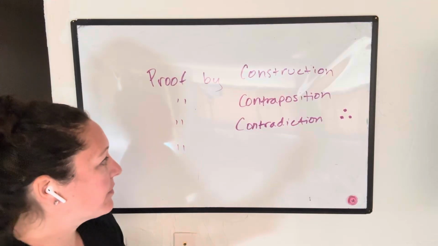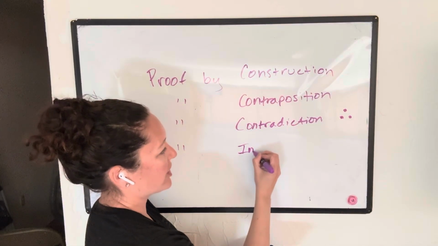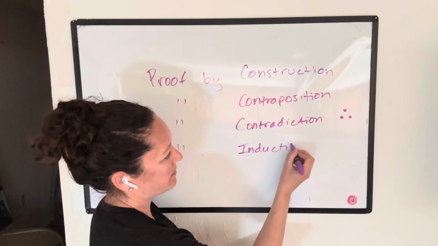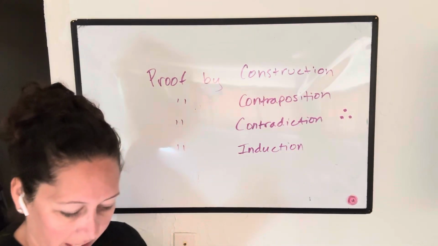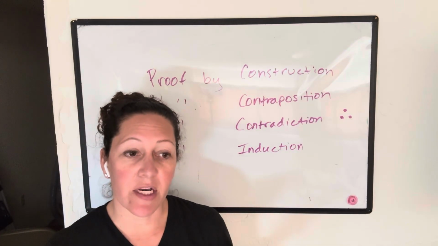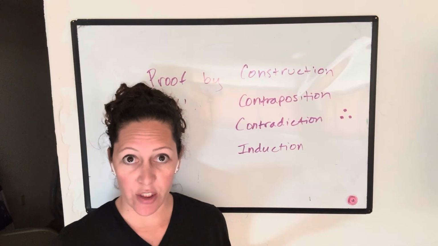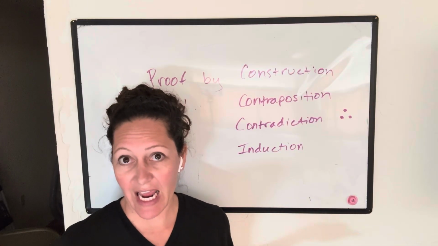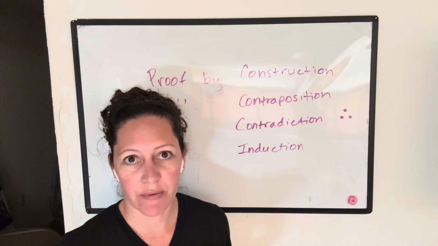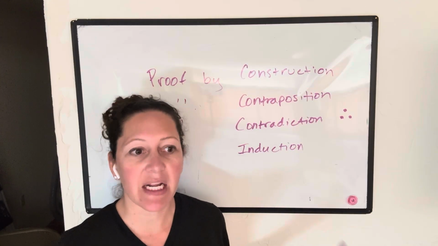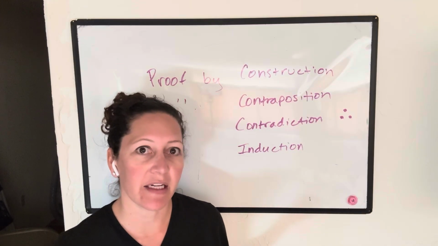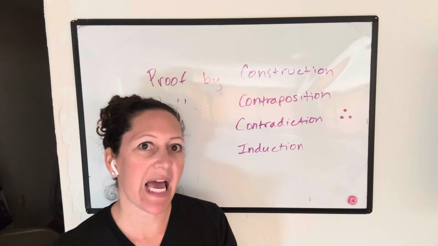And then the last proof that we talk about is proof by induction. This is the idea of numbers and patterns helping be your proof. If I said to you, 2, 4, 6, 8, what's the next number? And they all guessed 10. And I said, and what's the rule? How did you get to that? And they would say, well, each one of them was adding 2.